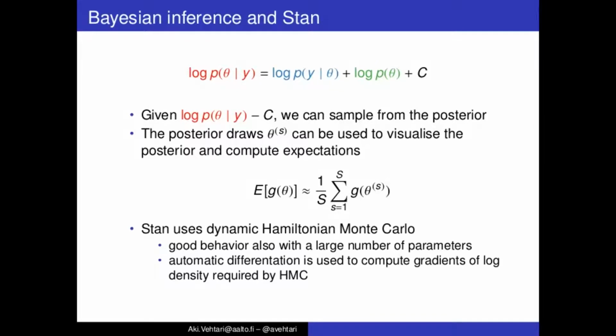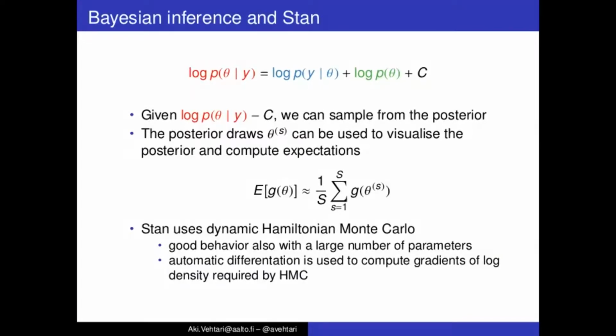As I said, there are different algorithms. Stan uses dynamic Hamiltonian Monte Carlo, which has good behavior also with a large number of parameters. It uses automatic differentiation to compute gradients of the log density, which makes this Hamiltonian Monte Carlo very efficient compared to many other Markov chain Monte Carlo algorithms.